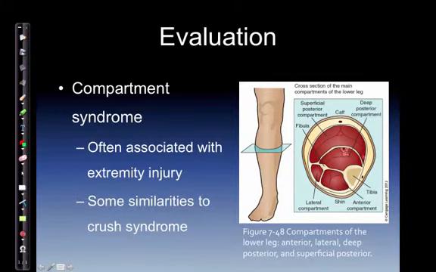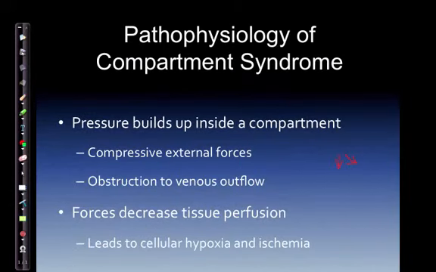And very simply, here is a cross-section of the compartments of the lower leg. They could bleed in any one of these sections and apply pressure, thereby cutting off blood supply. The pathophysiology of compartment syndrome: pressure builds up inside a compartment. The compressive external forces obstruct venous outflow, decrease tissue perfusion, and lead to cellular hypoxia and ischemia, and eventually cellular death of the area, unless we get ahead of the physiology.